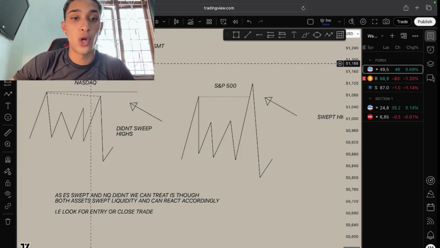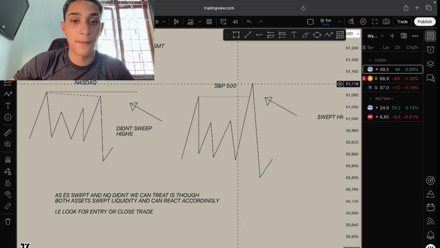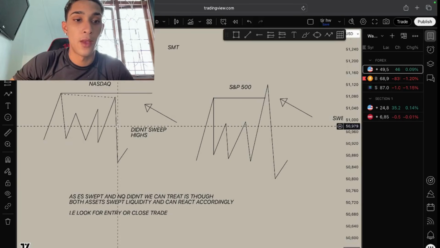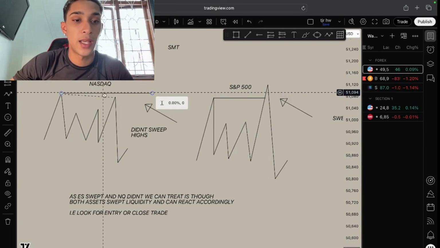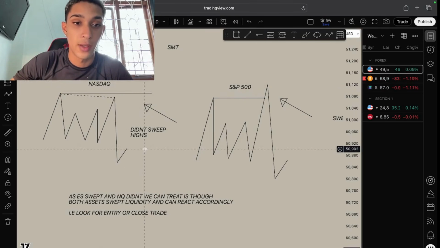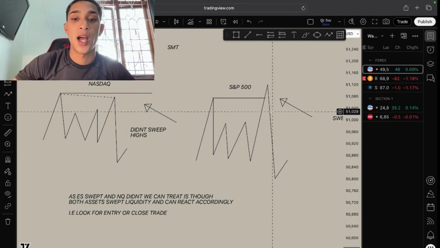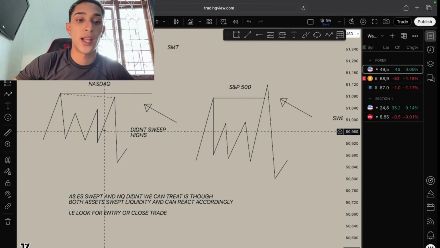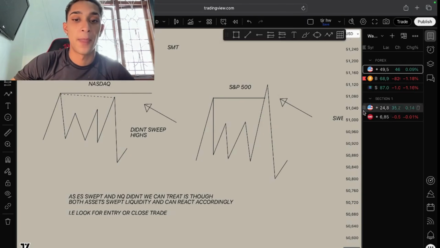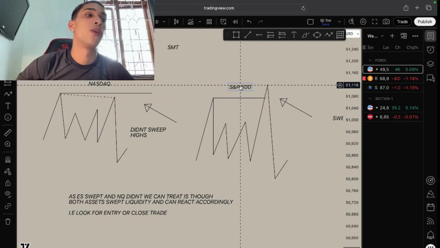say we have two correlated assets, NASDAQ and the S&P 500, okay? We've got this prominent high here in the market. What do we do once high gets swept? We suspect price will reverse. So as we can see, the S&P comes up, sweeps the high and reverses, when NASDAQ comes up and doesn't sweep the high. But what happens is once the correlated asset sweeps the high, we can treat both assets as though they have swept the high.